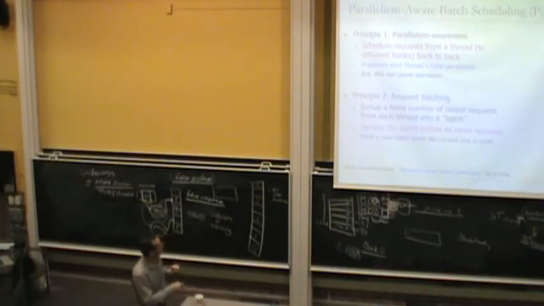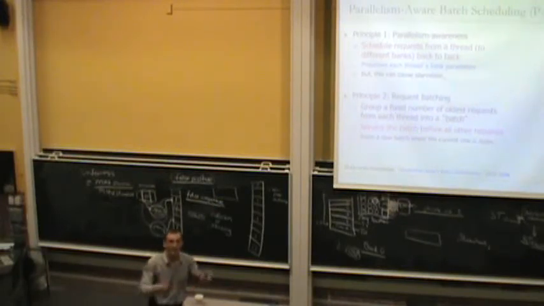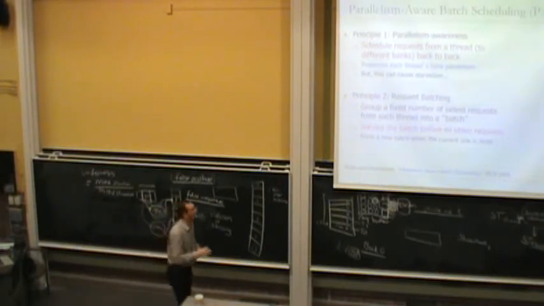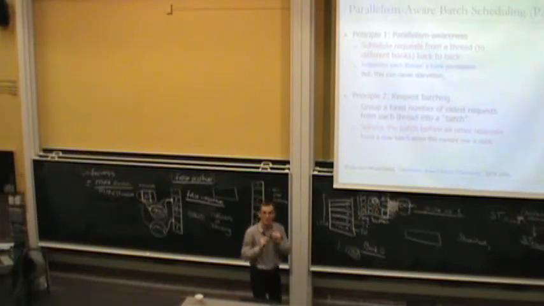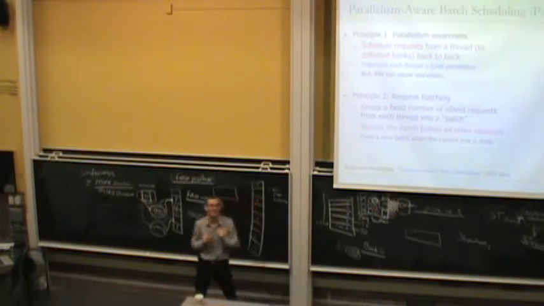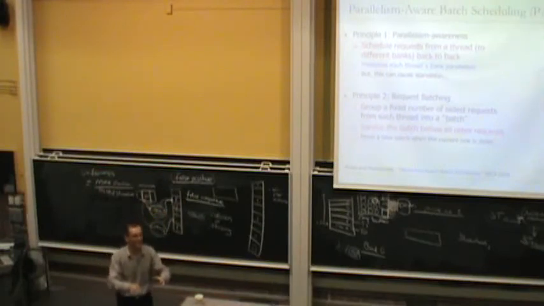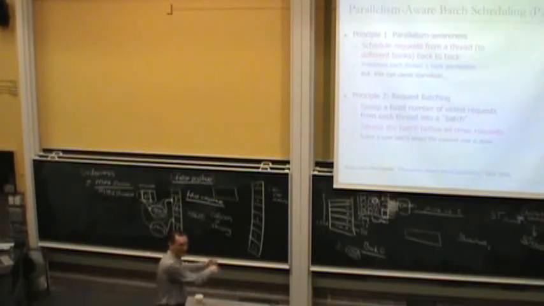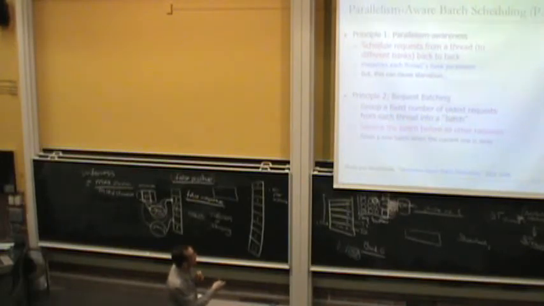And the idea here is the controller groups a fixed number of oldest requests from each thread into a batch and prioritizes that batch over all other requests. This is a principle that's used to ensure forward progress. In fact, this was first proposed to be used in disk controllers a long time ago, in the late 1960s. If you have many requests, service them in batches. Finish the first batch, and then move on to the next batch, and then the next batch. That's the same idea here. We'd like to group a fixed number of oldest requests from each thread into a batch, and service that batch before all other requests, and form a new batch when the current one is done.